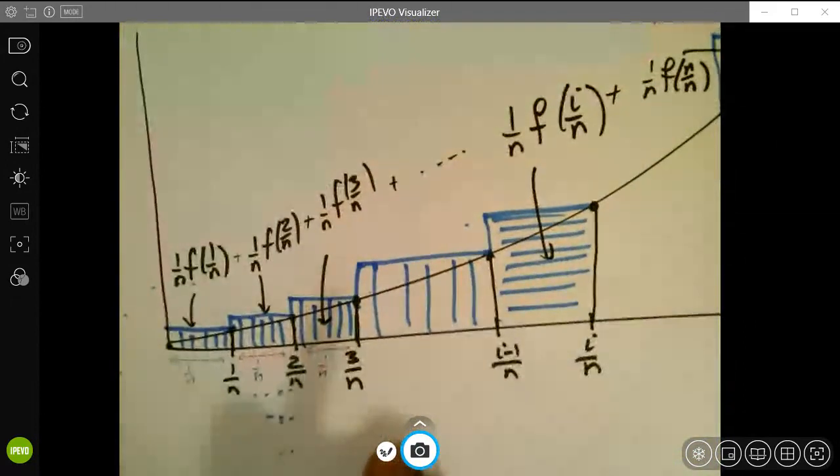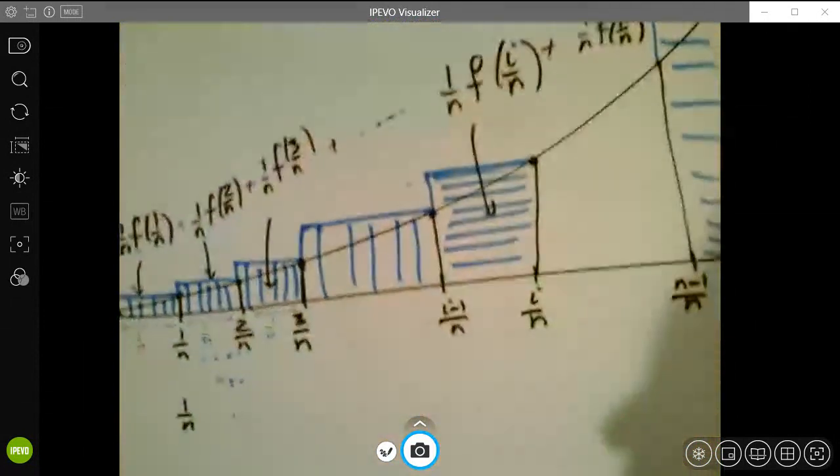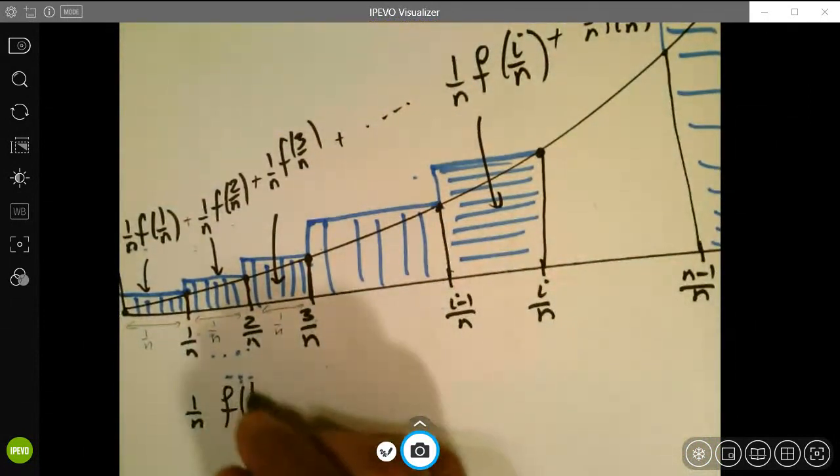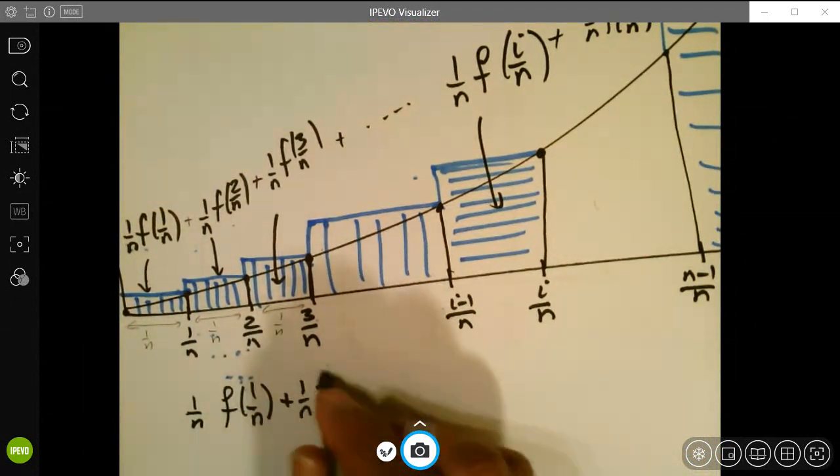What do we get here? We will get 1/n. You can see that there is 1/n. So if I want an approximation in general, 1/n f of 1/n plus 1/n f of 2/n.